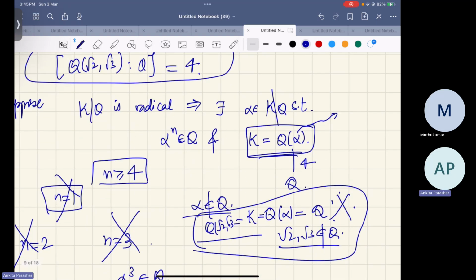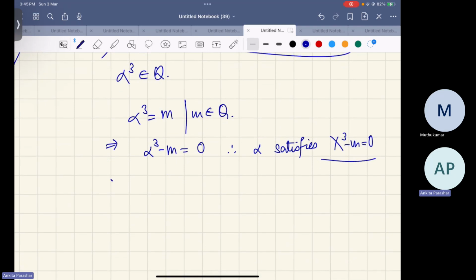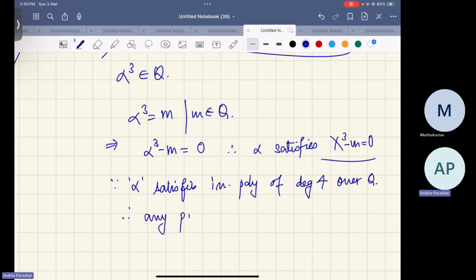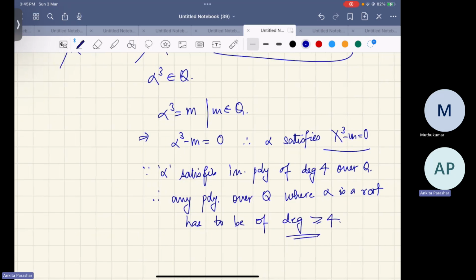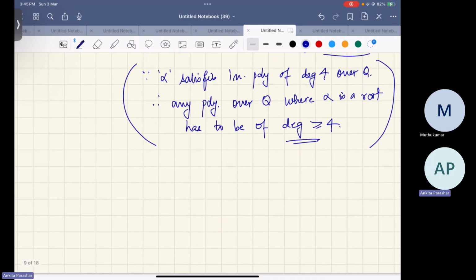Therefore, alpha cannot satisfy a polynomial of degree less than 4, because alpha satisfies an irreducible polynomial of degree 4 over q, and therefore any polynomial over q where alpha is a root has to be of degree greater than or equal to 4. This is because of the degree of extension we know. So therefore, either this or this should be the case.